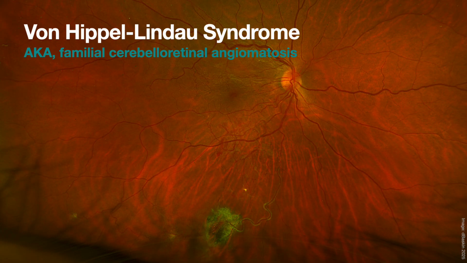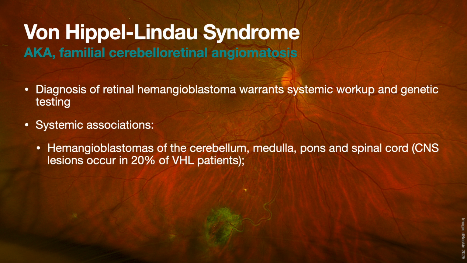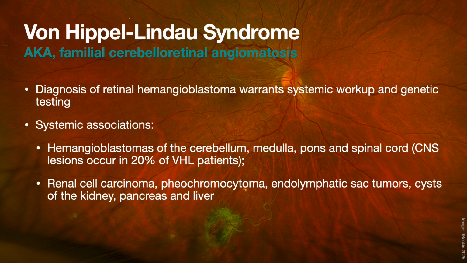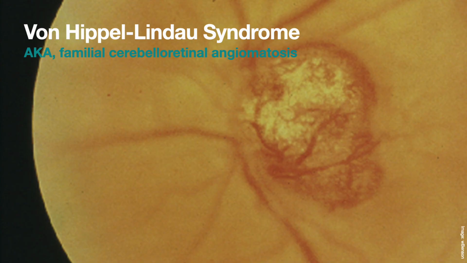This is a patient I saw a few months ago in New Mexico. Already had her diagnosis when she came in to see us. She'd already had a systemic workup. She'd had multiple systemic associations, and that's true for these patients, for many of them. Hemangioblastomas of the cerebellum, medulla, pons, and spinal cord. Renal cell carcinoma, pheochromocytoma, really bad stuff. Papillary cystadenomas of the epididymis, broad ligament issues.